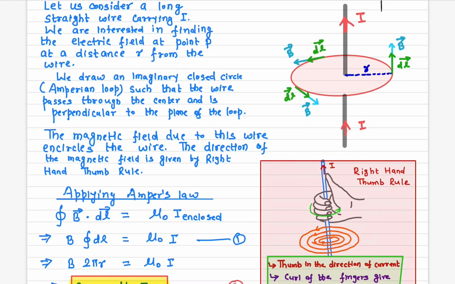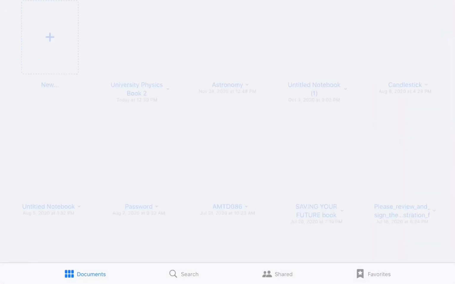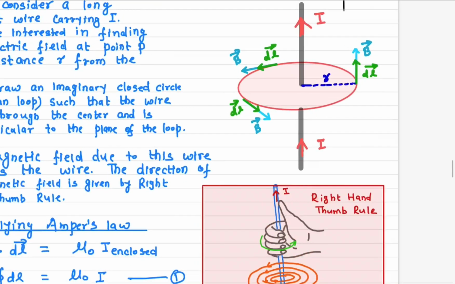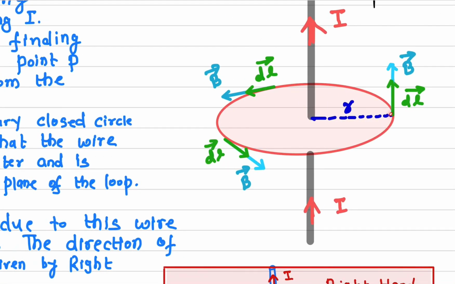Now look at the elementary length here. The elementary length here is in this direction. Sorry, I think the system hung up, so just be patient with me. Okay, so the elementary length at this point is in this direction, and at this point it is in this direction. So at each point, the magnetic field and the dl length are in the same direction.